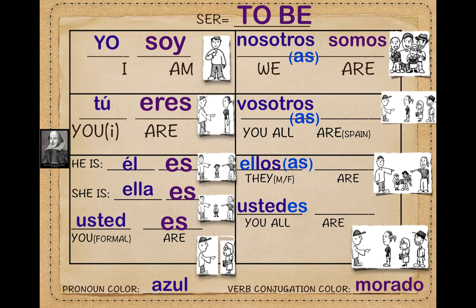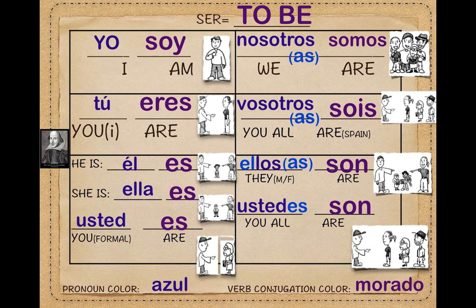We are, nosotros or nosotras somos. Y'all are, vosotros or vosotras sois. And they are, ellos or ellas son. And ustedes son, for "you all are." Notice how on the left side, he, she, and you formal share exactly the same conjugation, which is es. And then on the right side, ellos and ustedes also share the same conjugation, which is son.